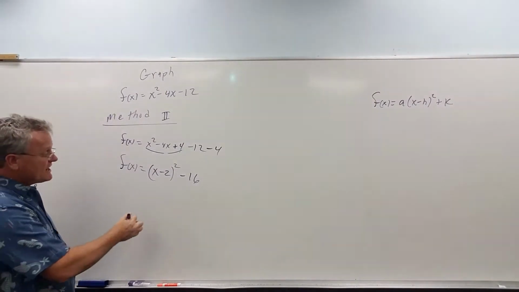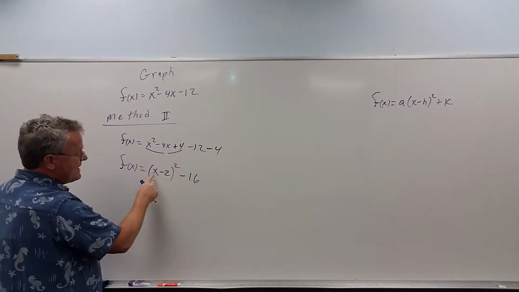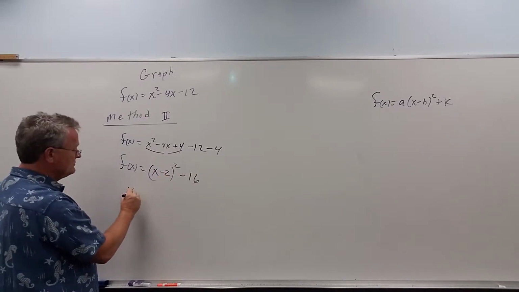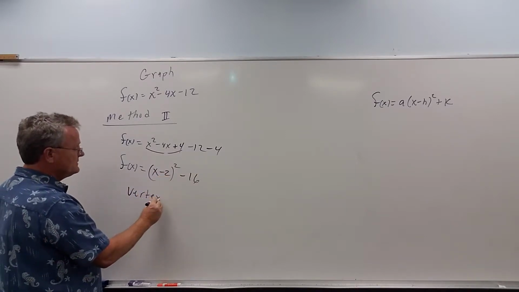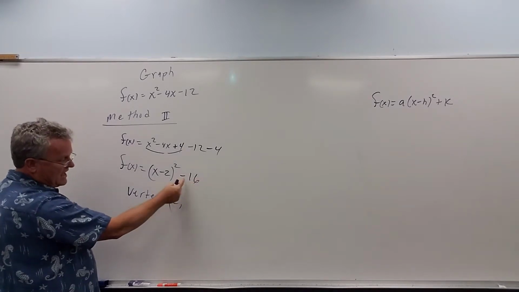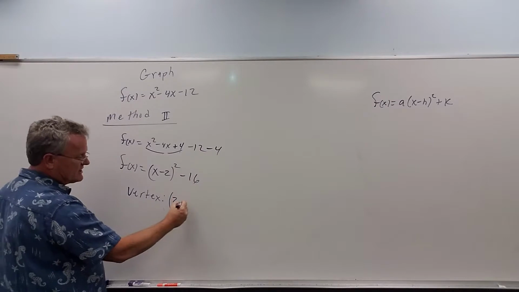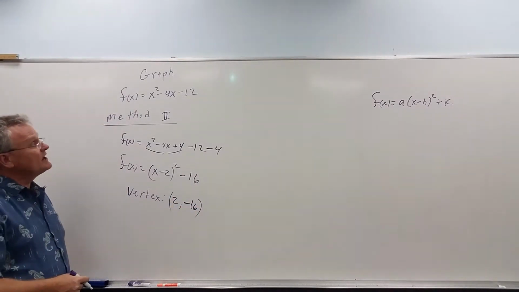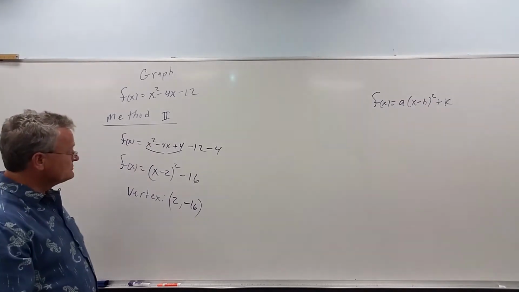So the vertex, keep in mind we have x minus h. h is positive 2, so the vertex is x is positive 2. y is this number at the end here, negative 16. It's the same thing we got doing it the other way, using minus b over 2a.